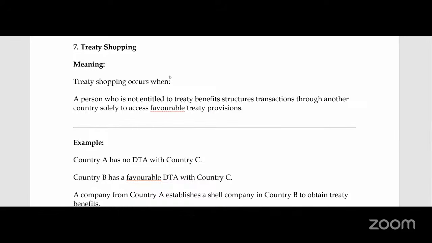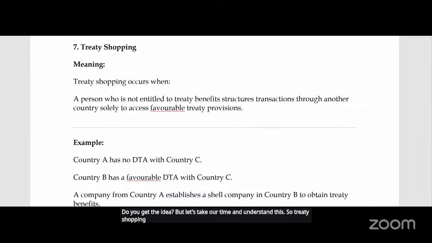Do you get the idea? But let's take our time and understand this. Treaty shopping occurs where a person who is not entitled to treaty benefit structures transactions through another country solely to access favorable treaty provisions.